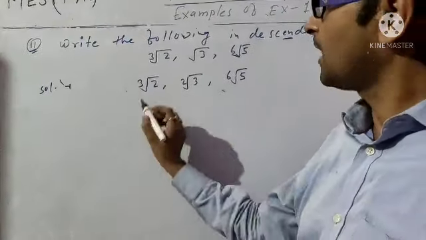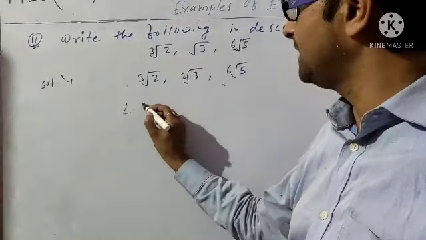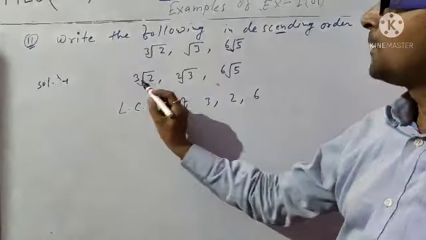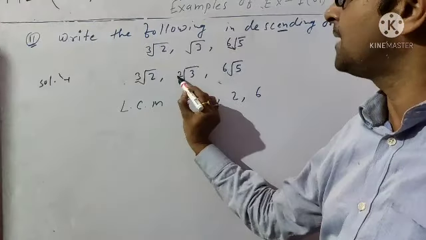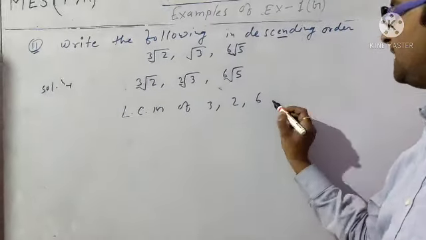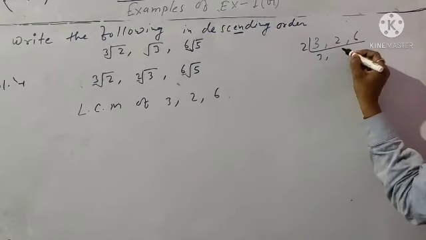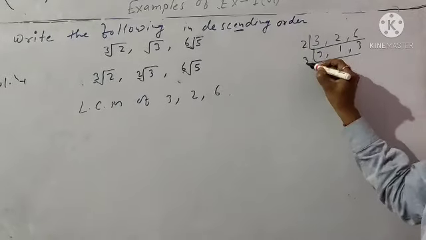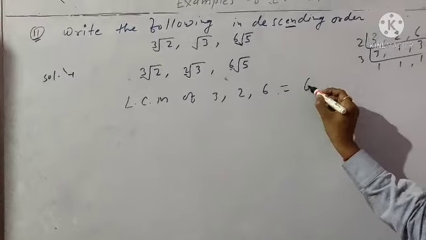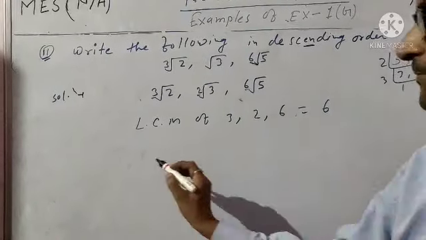Take the LCM of the roots, that means the LCM of 3, 2 and 6. Here is the LCM of 3, 2 and 6. 2, 3, 1, 3. 3, 1, 1 and 1. So here the LCM of 3, 2 and 6 is 6. Okay, student, this is your LCM.